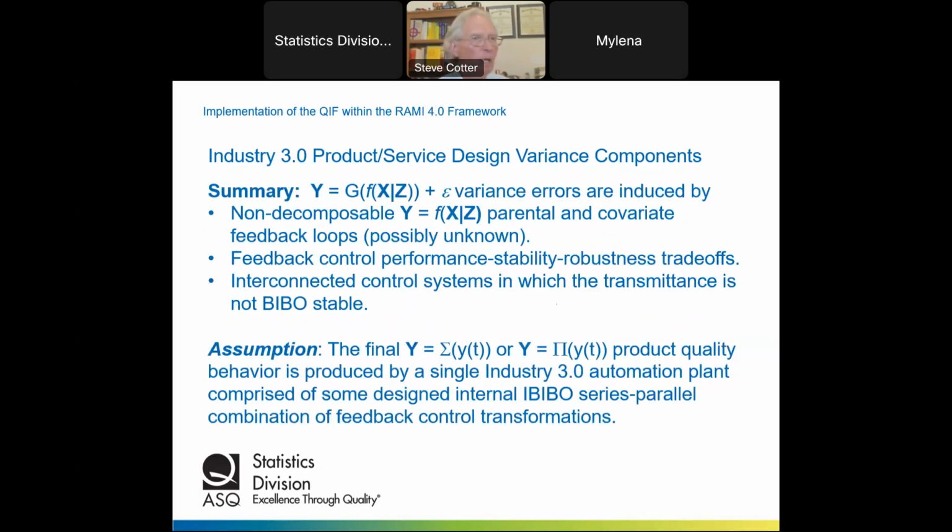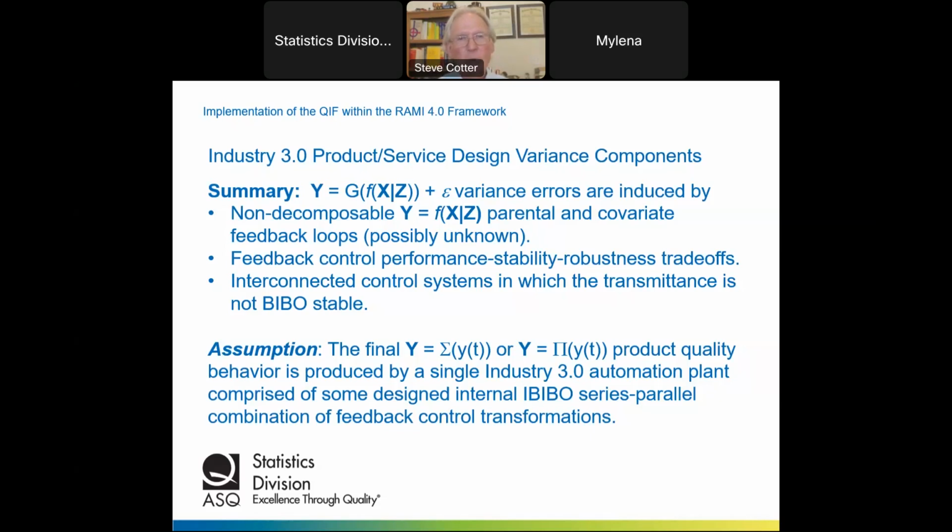So, summary. The y equals G f of x, combining the feedback control theory and the Six Sigma f of x, y equals f of x, plus variance errors are induced by non-decomposable y equals f of x parental and covariant feedback loops. These are possibly unknown, and those are from the non-decomposable overlapping y's and x f of x redundant or x redundant design feedback loops.